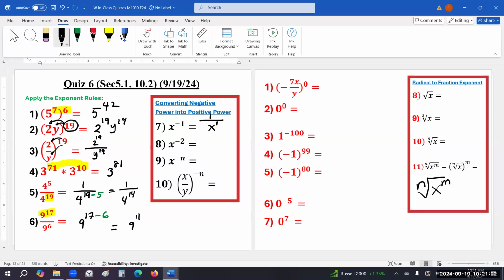Emma, next one. Good job. Same rule. We have negative 2 power. We want a positive 2. No problem. Just put it on the denominator.